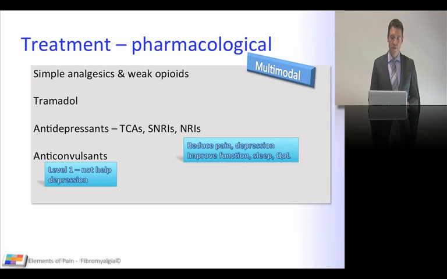Antidepressants are very useful in this group of patients, and there's a lot of level 1 evidence out there for the use of SNRIs in these patients. Antidepressants improve the depression component of fibromyalgia. They reduce pain, improve sleep, and improve function and quality of life as well. So have a low threshold for getting your patients on these antidepressants.